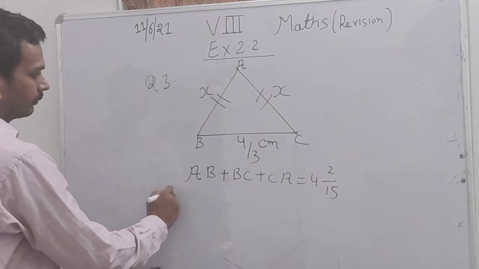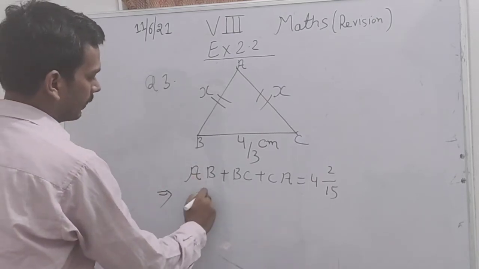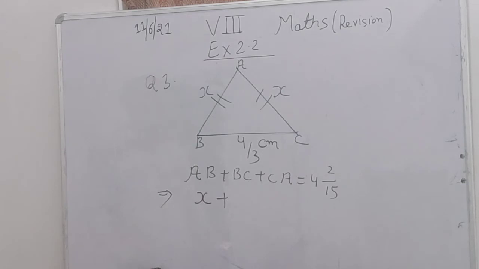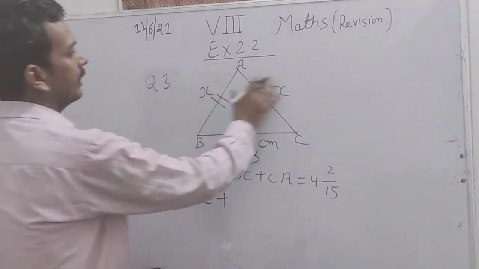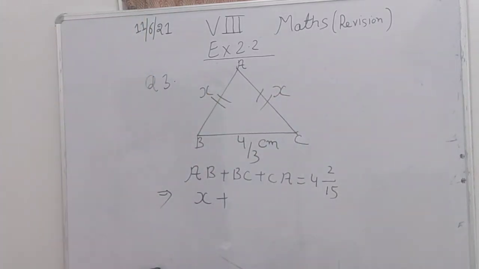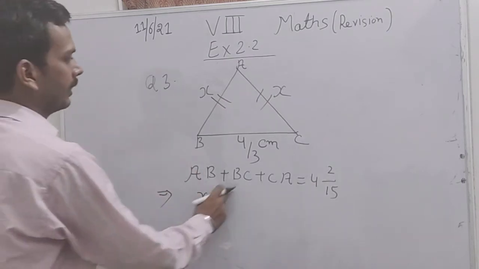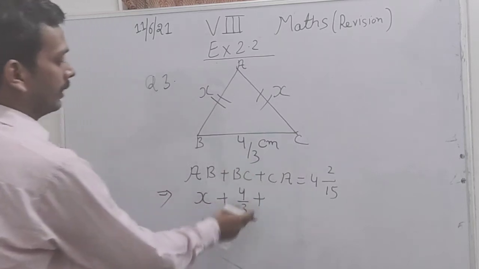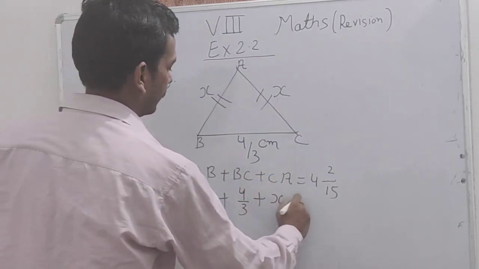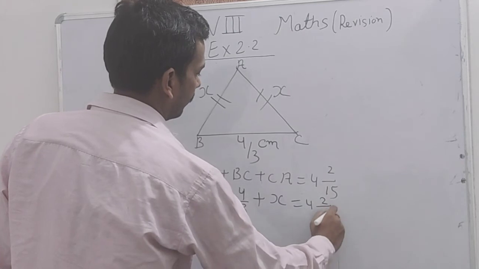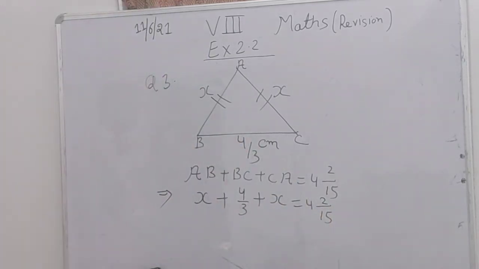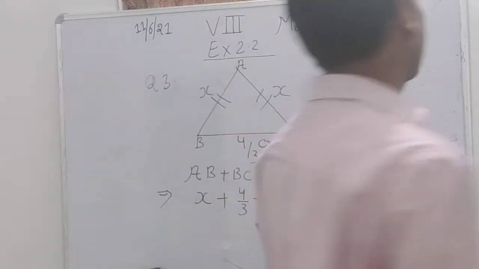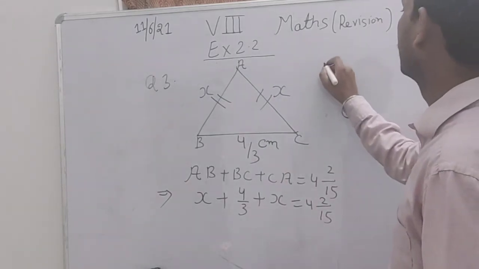So we can write the statement, let the equal sides of the isosceles triangle be equal to x. So AB is equal to x. BC is 4 by 3, plus CA is equal to x, equals 4 whole 2 upon 15. Then x plus x, what will be the x plus x? x plus x means 2x.